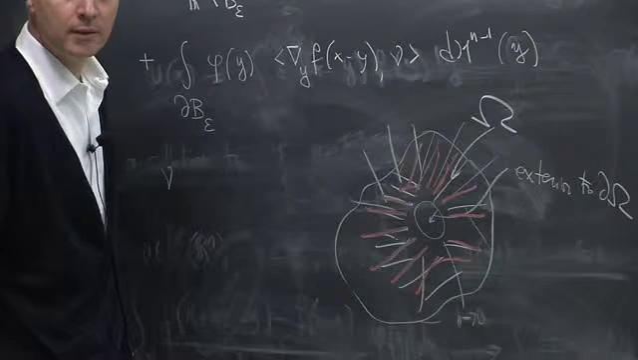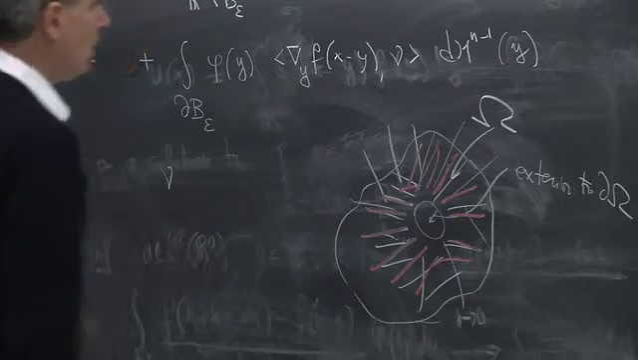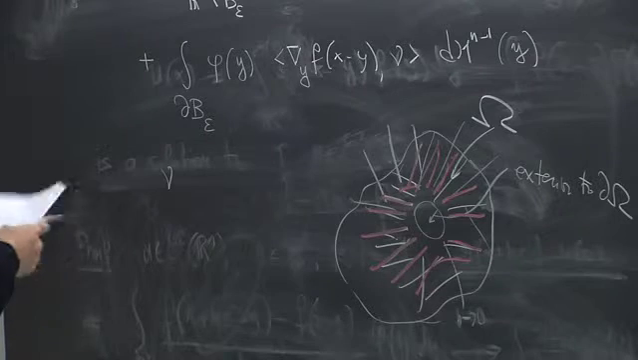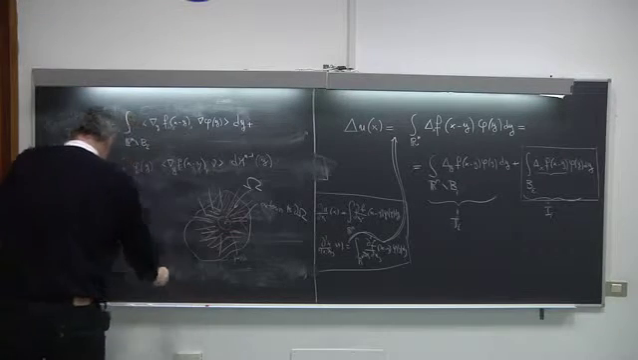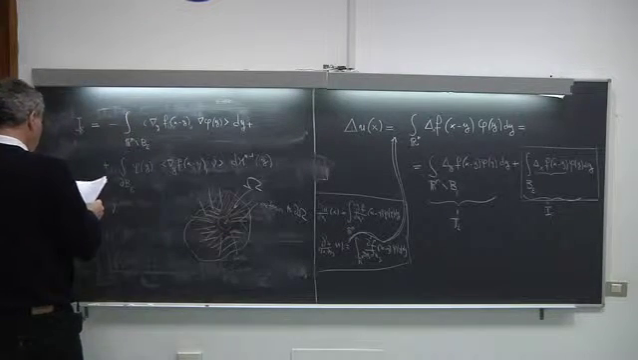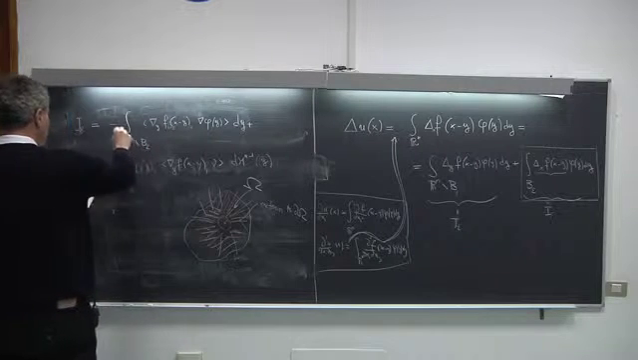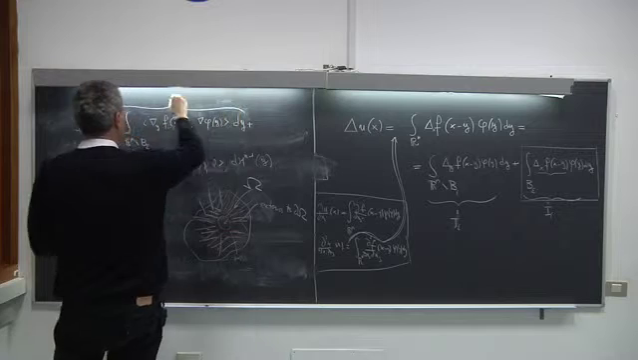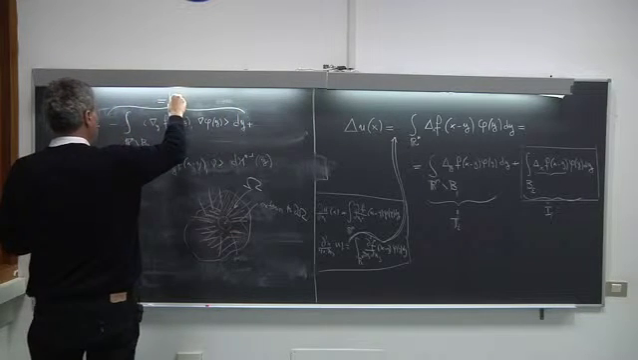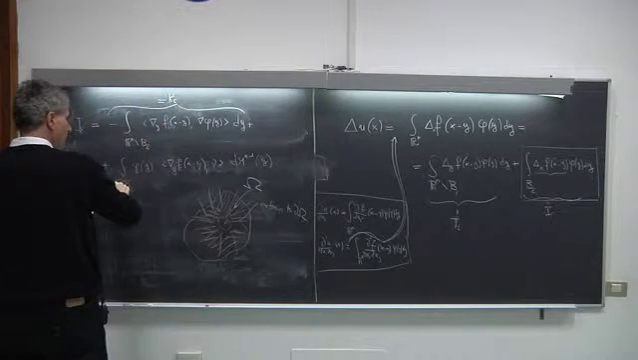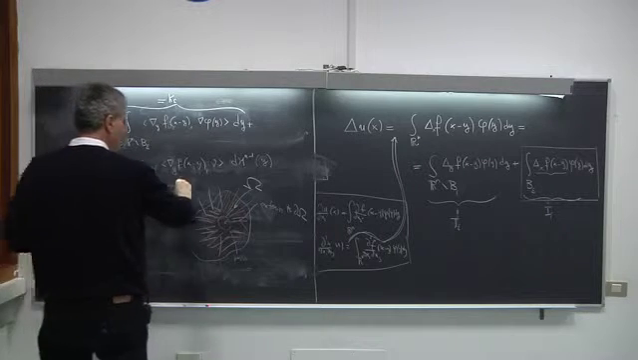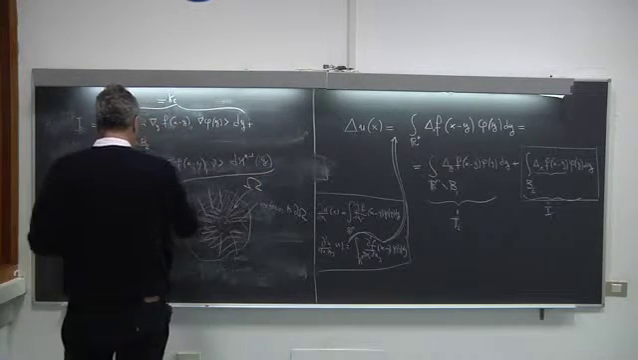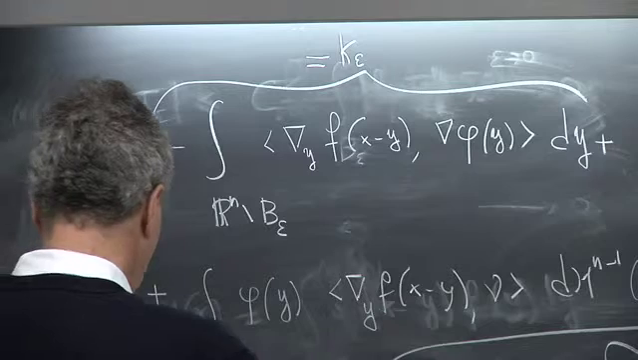Okay, unit and exterior. Okay, so let me give you another notation. Let me call this K epsilon, and then let me call this L epsilon, just to follow the notation of Evans.